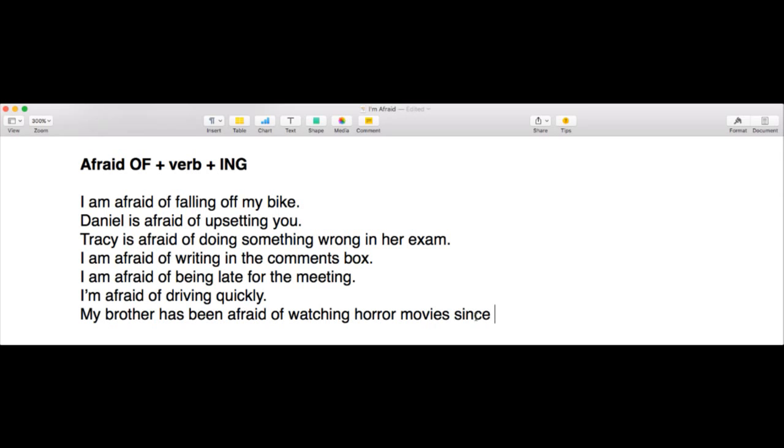It feels like it needs since he was a little boy, or since he was 7 years old, or since he saw It, the film It. My brother has been afraid of watching horror movies since. Okay, so it needs that addition to the sentence. It's not complete without it. Unless you change the tense and just say, my brother is afraid of watching horror movies. Yeah? Good. Okay, let's move on then.